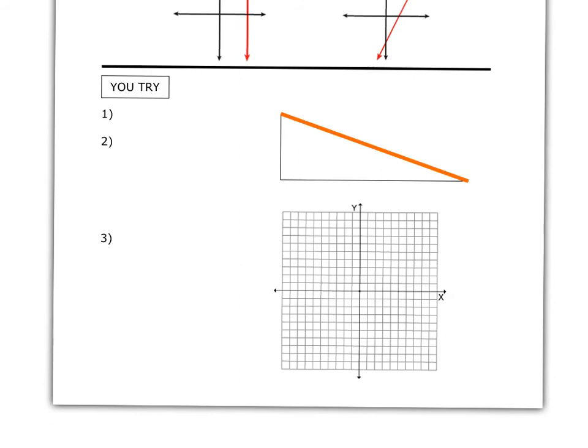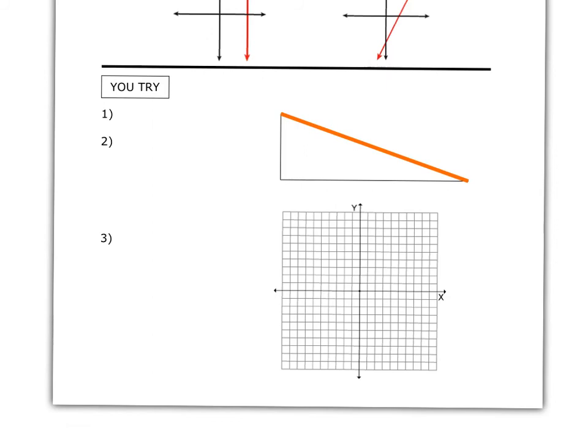Okay, but before we give these u-tries a try, I got a joke for you. What do you call an unwanted noodle? Think about it. An impasta. You like it.